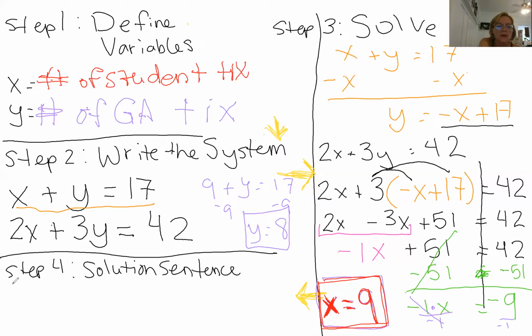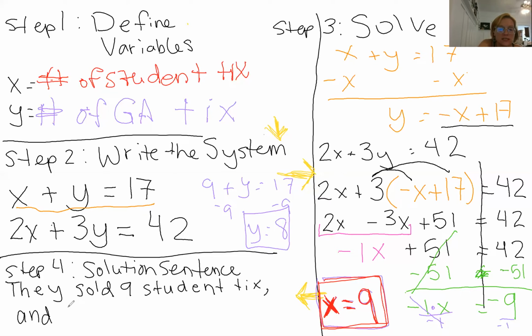So this person, we can say they sold, and x equals 9, so they sold 9 student tickets. Okay? And they sold 8 of the general admission tickets. That's it. That's what we're doing.